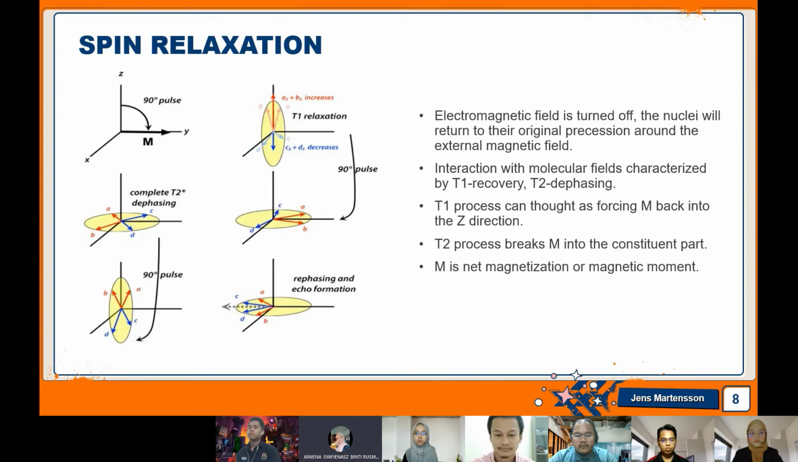Spin relaxation is when the electromagnetic field is turned off, the nuclei will return to their original position around the external magnetic field. This interaction with the molecular field can be characterized by T1, which is recovery, and T2, dephasing. T1 is a process that can be thought of as forcing M, which is the net magnetic moment, back into the Z direction, which is the magnetic field. And T2 is a process which breaks the M into its constituent parts.